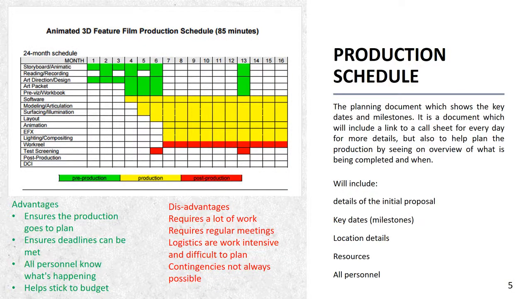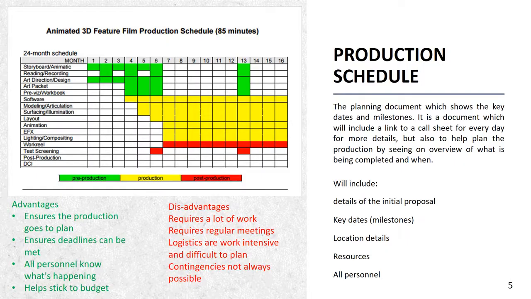Now there's a little bit more detail for production schedule in Learning Outcome 3, but basically every media production, particularly the larger ones, definitely will be following a production schedule. It's pretty much a planning document which shows the key dates and milestones. So you've got to think, when are we actually starting this project? When does it need to be done by? When does this scene need to be done? When do we need to do this particular stage, and so on?